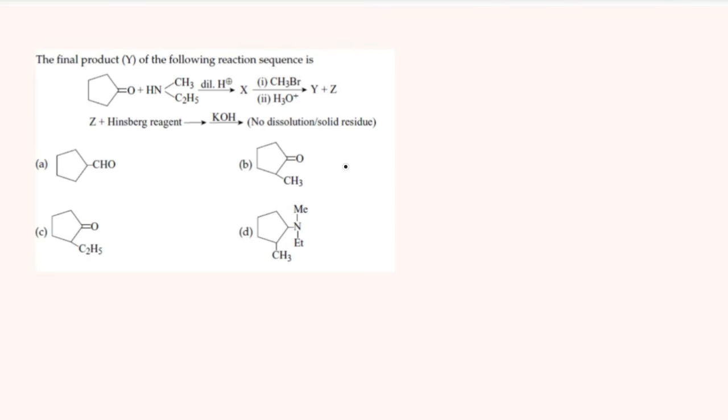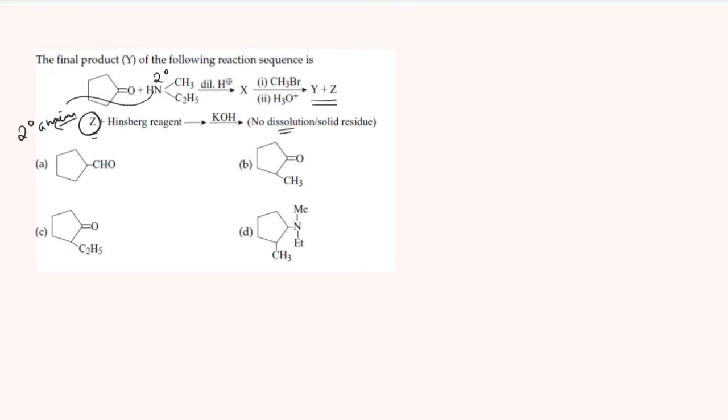Now let's solve a complex question from the ketones chapter. This is also clubbed with the amines topic. The first reaction is between a ketone and a secondary amine. It forms product X. X upon treating with methyl bromide followed by hydrolysis forms two products Y and Z. There is a hint given here. The Z upon reacting with Hinsberg reagent forms a white precipitate which is not dissolved in KOH. That means what? Z is a secondary amine.